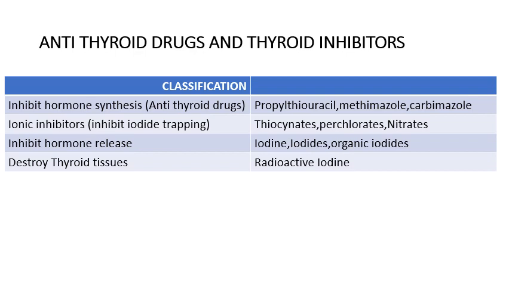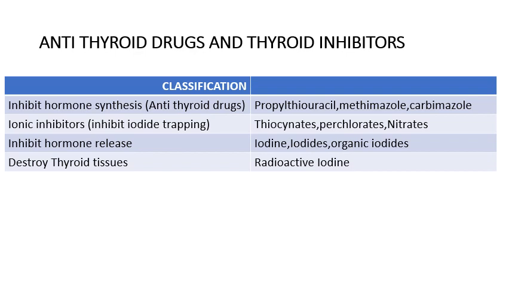We have drugs which inhibit hormone synthesis, so they are called anti-thyroid drugs. They include propylthiouracil, methimazole, and carbimazole. There are certain drugs which inhibit iodide trapping, that is entry of iodide inside the follicular cell, and these are called ionic inhibitors, and these include thiocyanates, perchlorates, and nitrates.